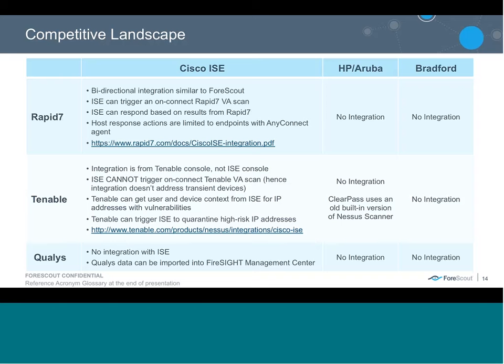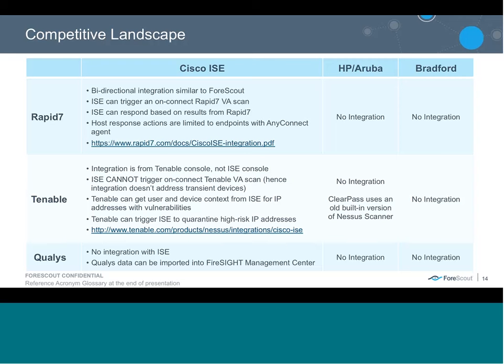With Tenable, Bradford, again, no integration. And we have with Aruba listed there no integration, but there is an older integration that Tenable has with Aruba with ClearPass, but it uses an older version of the built-in Nessus scanner. And so it's a little dated, and you probably won't see a lot of it, but you might hear somebody say that, oh yeah, Aruba integrates with Tenable. It's like, well, that's the level of integration that they have.